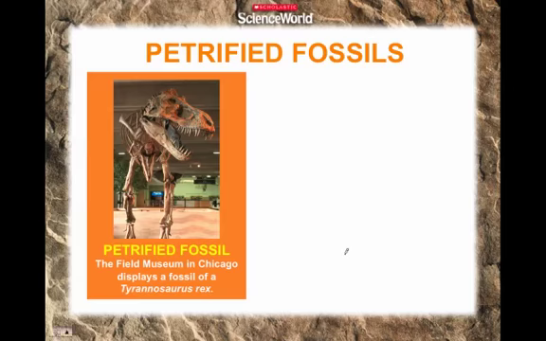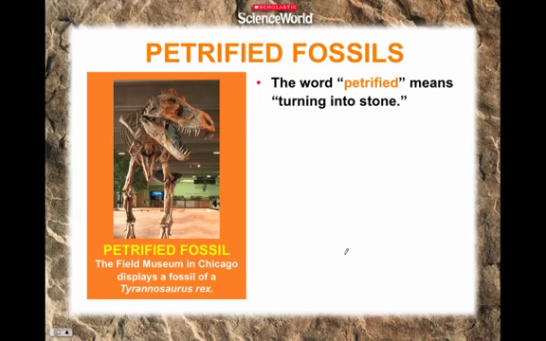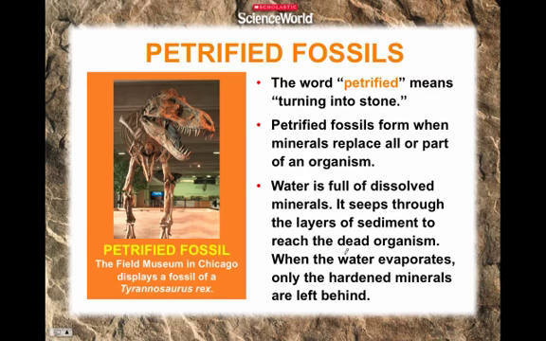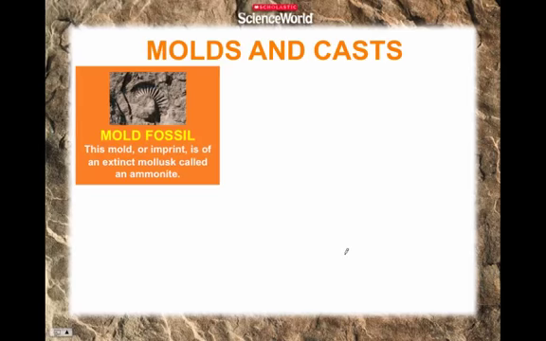Petrified fossils, like this dinosaur, the word petrified means turns into stone. Petrified fossils form when minerals replace all the parts. That's all the parts of an organism. Water is full of dissolved minerals, so it'll seep through the layers of sediment and reach the dead organism. When the water evaporates, the hardened minerals are left behind.